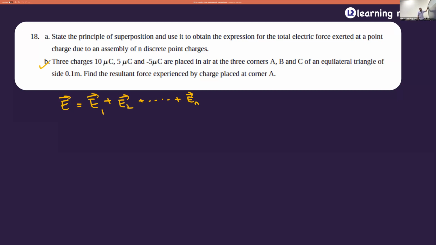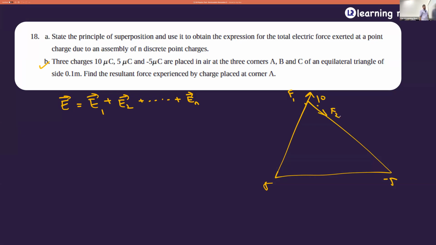So second one is 3 charges, 10 microcoulomb, 5 and minus 5, placed in air at the 3 corners A, B, C of an equilateral triangle of side 0.1. Find the resultant force experienced by a charge placed at the corner A. So this is 10, 5 and 5. This is negative, no? Due to this 5, it will experience a force in this direction, which I'll call F1. Due to this negative 5, it will experience a force in this direction, which I'll call F2. So what is going to be the value of F1 and F2?